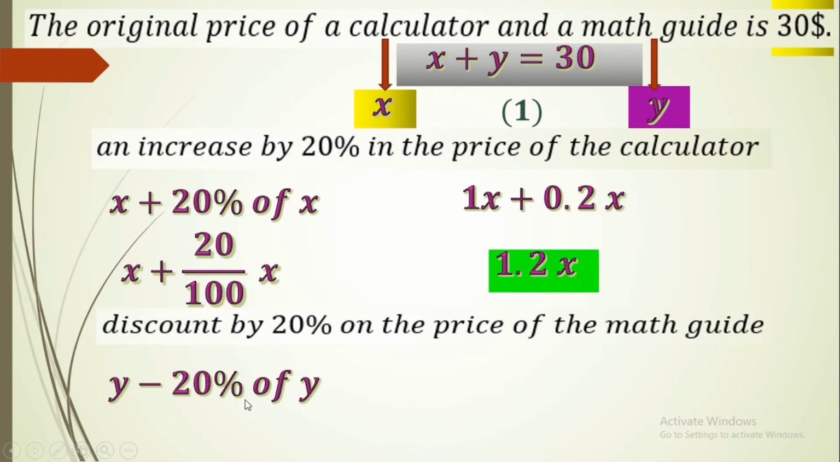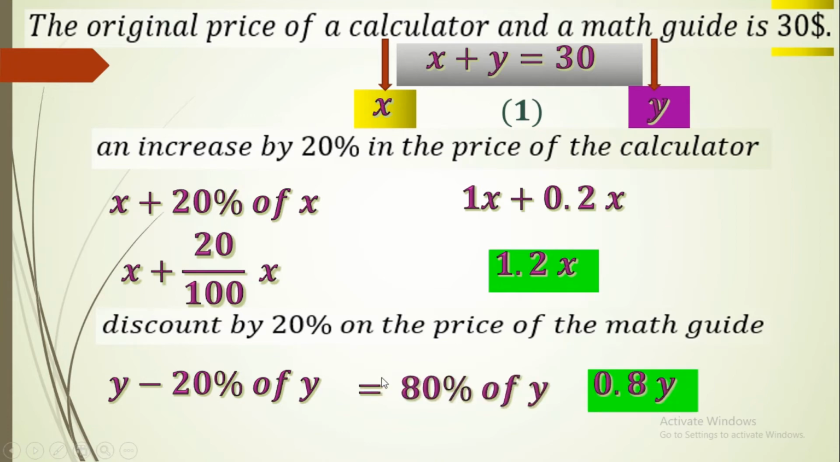Well, if we remove 20% of this price, what remains for us? Isn't it 80%? So the answer is 80% of Y, which means 80 out of 100. So it's 80 over 100 times Y. It gives us 0.8Y. So after the discount, the new price of the math guide will be 0.8Y. And after the increase, the new price of the calculator will be 1.2X.